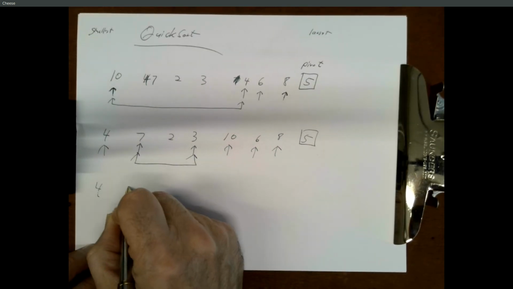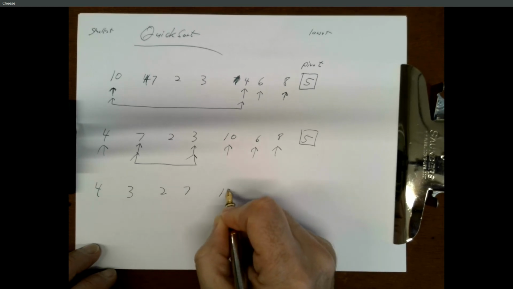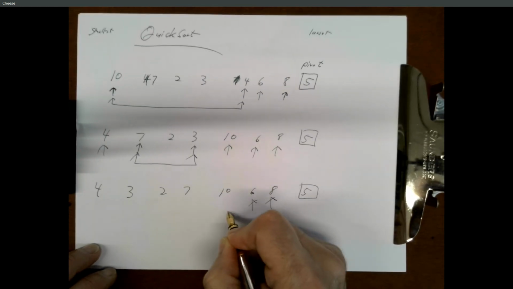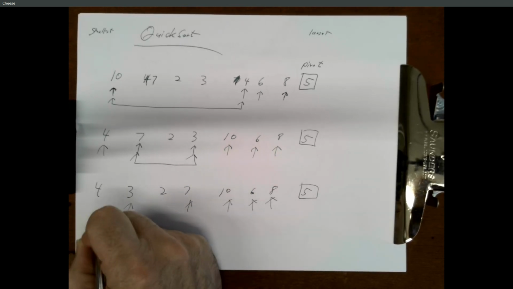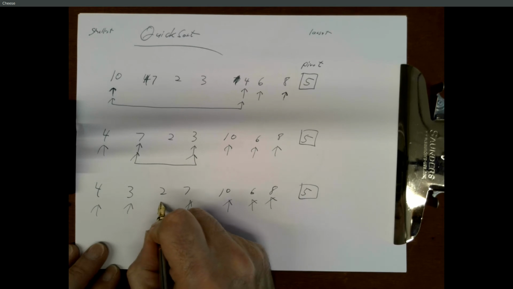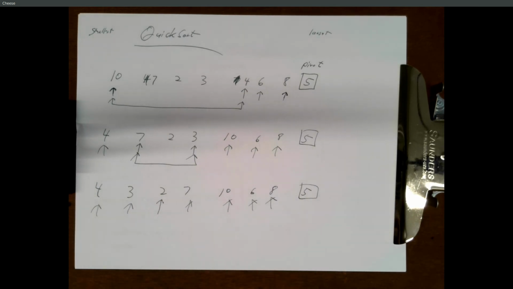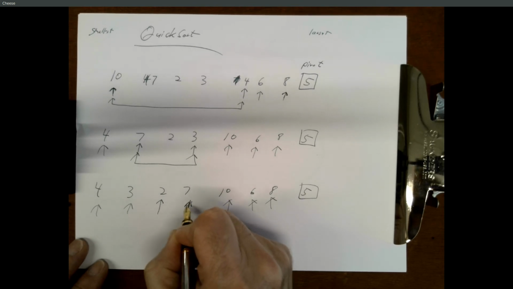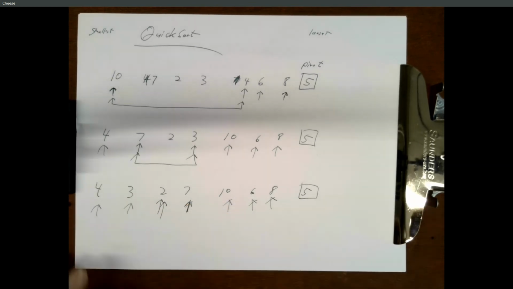So now we get a 4, 3, 2, 7, 10, 6, 8, 5. We've tested all of these numbers. And now we go back, we start from the left. Look at the number 2, is that smaller than a 5? Yes, it is. And we were at a 7, so when we move over, we collide with the 2.